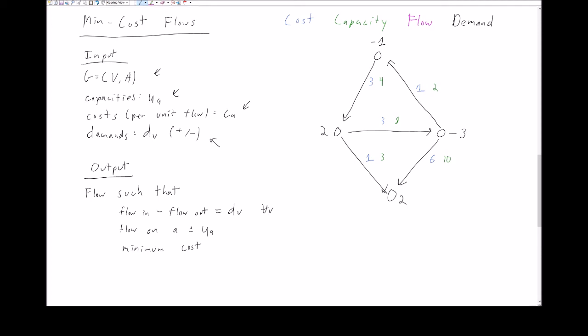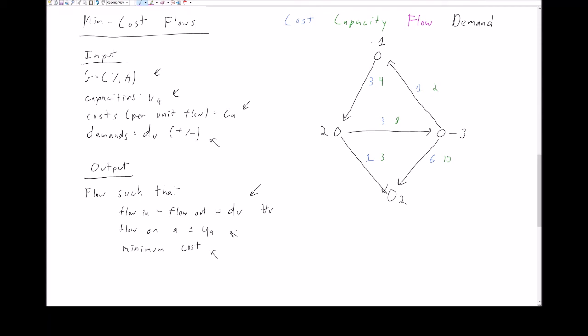The objective of the MinCost flow problem is to find a flow such that the flow in minus the flow out is equal to the demand. That is, flow balance is preserved, except now we have a little bit of extra, the demand, that we need to keep in that particular node. We also have that for every arc, the flow along that arc is at most the upper bound of flow on that arc, UA. And finally, we'd like a minimum cost flow. Here, the cost of a flow is the amount of flow along every arc multiplied by the cost per unit flow of that arc, CA, summed over all the arcs.